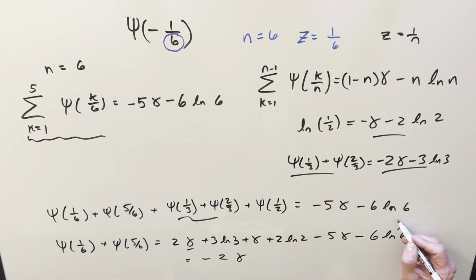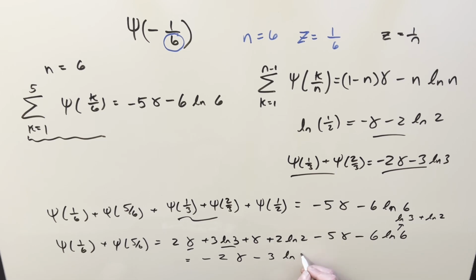For ln 6, I can write this as ln 3 plus ln 2. So what's going to happen is we're going to have 3 ln 3 minus 6 ln 3, which is minus 3 ln 3. And then we're going to have 2 ln 2 minus 6 ln 2, which is minus 4 ln 2. And this is going to be our value for digamma 1/6 plus digamma 5/6.